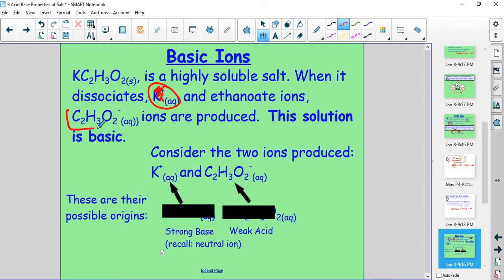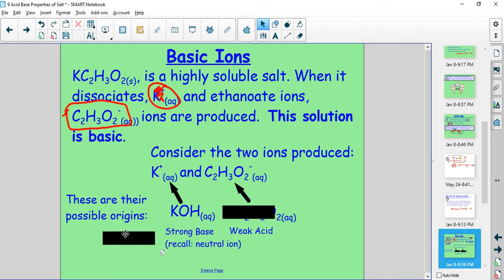This solution is basic. And in one of those first slides, I asked you to pay attention to the idea of what happens with anions. Here's where that should hopefully help. Look, this can behave like a base. Okay, now think about what that's going to do. But first, although I have already alluded to this, potassium here is our neutral ion because it could have come from a strong base, right? Potassium hydroxide, that's how I like to remember that.